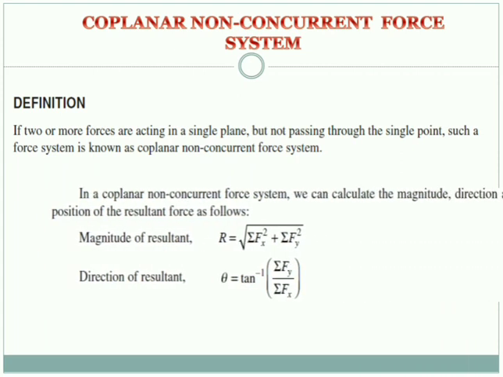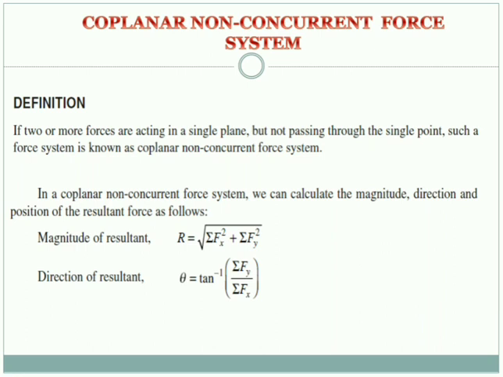In coplanar non-concurrent force system, we can calculate the magnitude and direction and position of the resultant, okay, as follows. Magnitude is defined by the same relationship which we have used in module 1 and 2: R is equal to square root of summation Fx square plus summation Fy square. Theta is equal to tan inverse of summation Fy upon summation Fx.